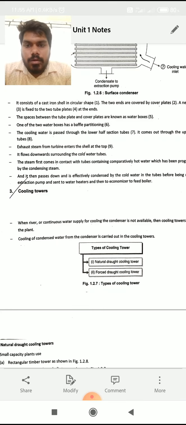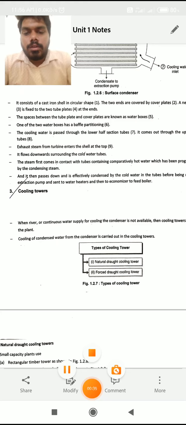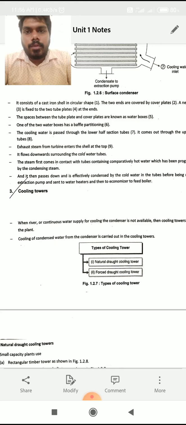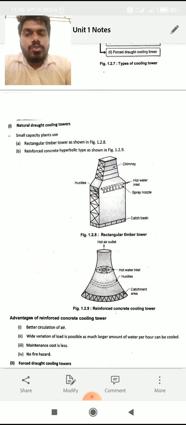When a river or a continuous water supply for cooling the condenser is not available, meaning the water is not available in that amount, then cooling towers are essential in the plants. There are two types of cooling towers. The first one is the natural draught cooling tower, and the second one is the forced draught cooling tower. As the names suggest, natural means the natural flow of the water, and the second is the forced flow of the water.